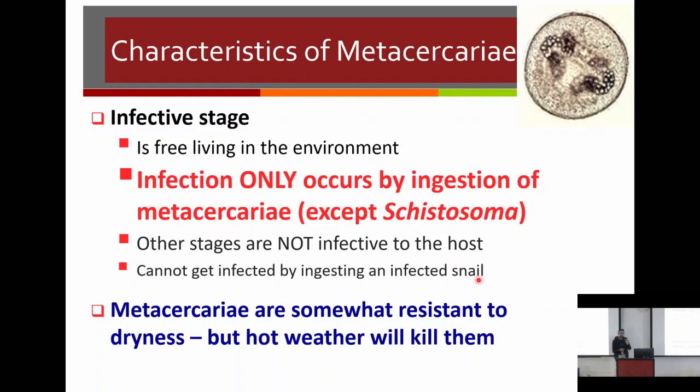In the case of schistosoma infection, the cercaria will not convert into metacercaria. These cercariae will directly penetrate the skin from the environment and go into the blood. Metacercariae are also resistant to dryness, but hot weather will kill them. So this is what the characteristics of the metacercariae look like. Now you know the characteristics of the cercariae and of the metacercariae.